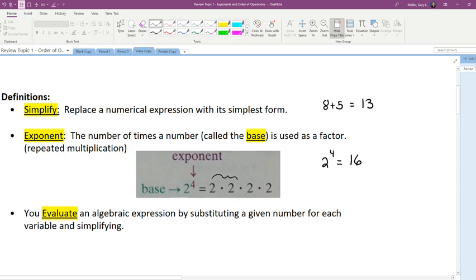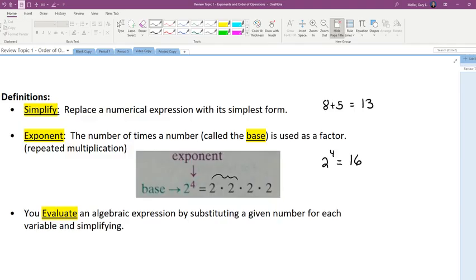And then the last definition is going to be the word evaluate. Evaluate is a lot like simplify, except this time what it's implying is that we have some expression that has a variable in it, and you are given the value of the variable. And so we will plug that in, and then we are simplifying.